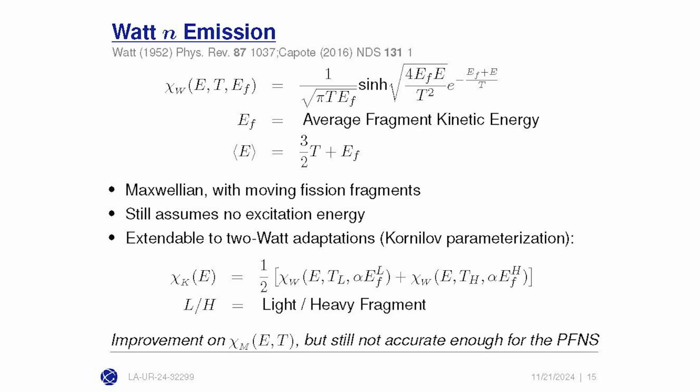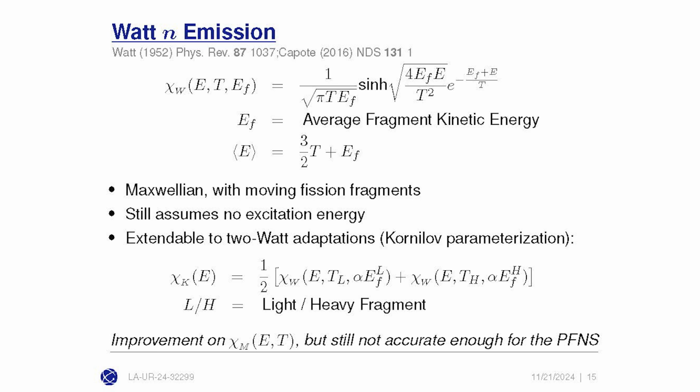Watt neutron emission is a little bit different. Adding on to this, you still have some strong excitation energy, but now you have fission fragments that are moving on top of the Maxwellian description. So it's more sophisticated, and still a nice analytic way to get the average energy of the spectrum. And you can go on from here, now that you're describing the fission fragment kinetic energies, to describe both fragments if you want in a two-part Watt function for the light and the heavy fragments here, as was done by Kornilov. So this is an improvement on the Maxwellian, but still relatively insufficient for describing the details of the PFNS.